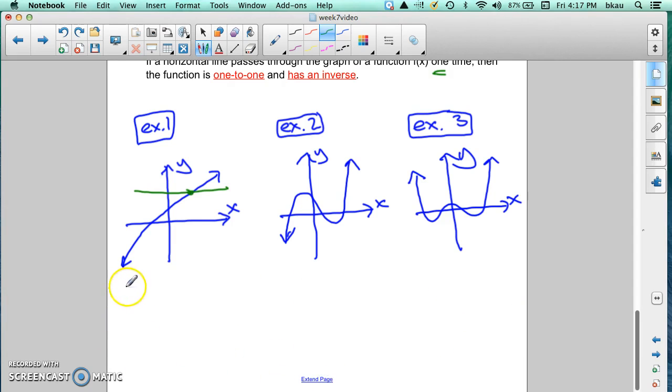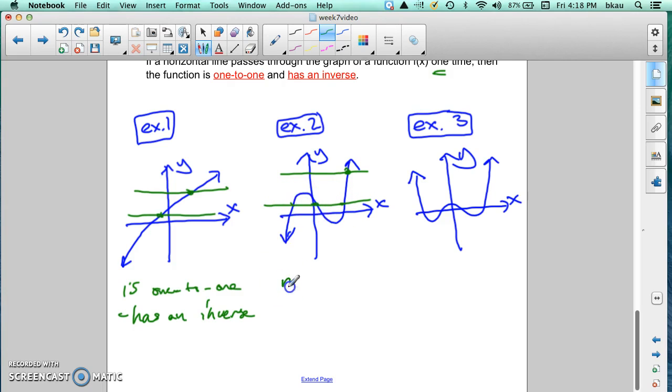So in this case, this one is one-to-one, and it has an inverse. That doesn't have a restricted domain. Anywhere I draw a horizontal line, I only get a crossing of one thing. On the second example, if I draw a horizontal line here, it crosses once. But if I go down a little further and draw a horizontal line, we get it crossing 3 times. So this is not one-to-one, so that means it doesn't have an inverse.